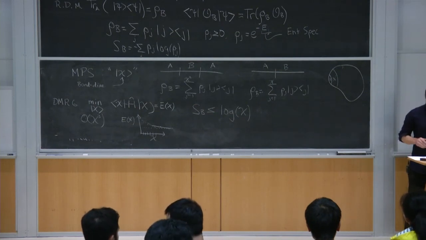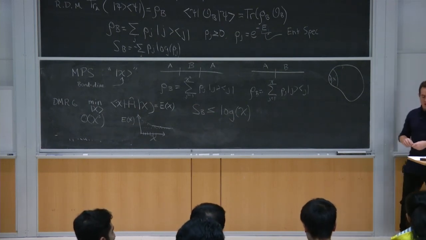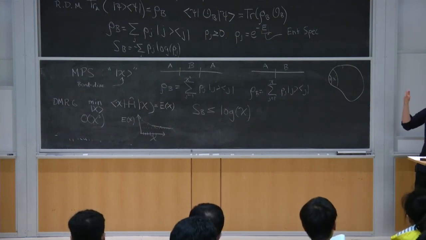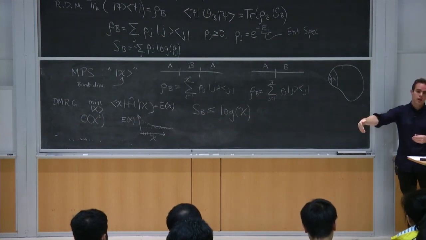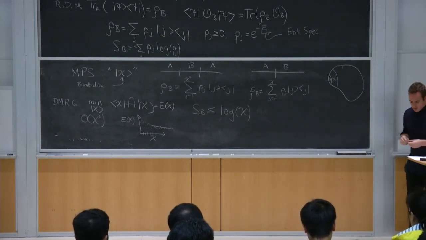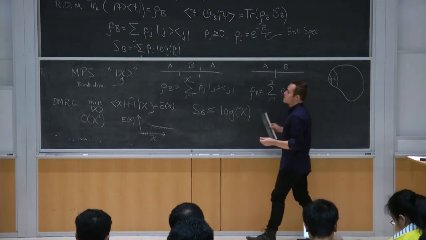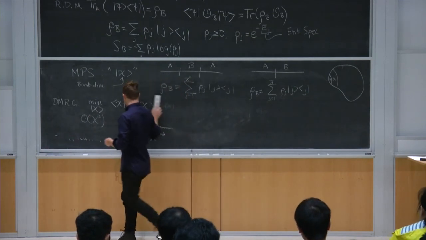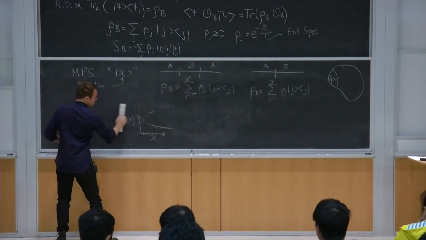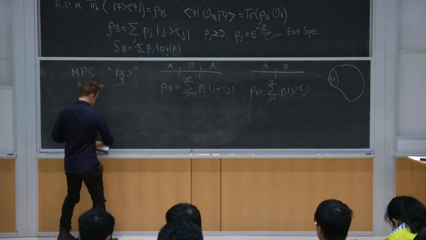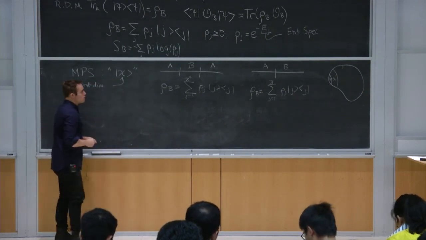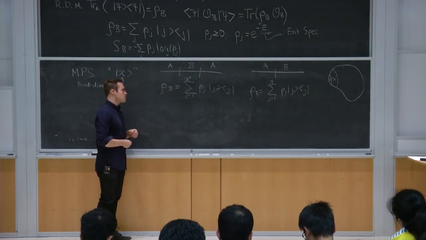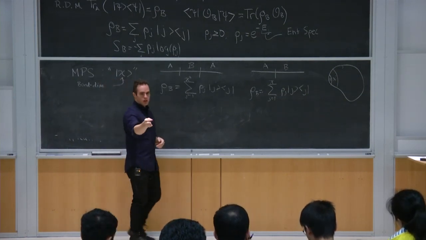Okay, so I want to raise the question of, if you just do this variational problem in the case of a critical state, what are the properties of the sequence of matrix product states you get as you increase the bond dimension? And the beautiful thing is that there's some universality which arises.